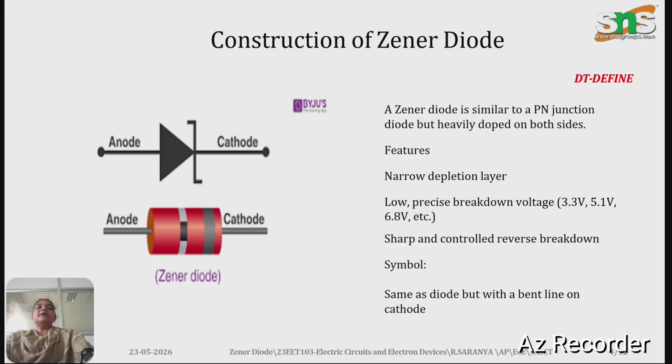So coming to the construction of Zener diode. A Zener diode is very similar to a PN junction diode. As I mentioned earlier, it is heavily doped on both sides. Because of the heavy doping on both sides, it has a very narrow depletion layer, so it has a sharp and controlled reverse breakdown. The symbol is very similar to the normal diode, but it has a bent line on the cathode.